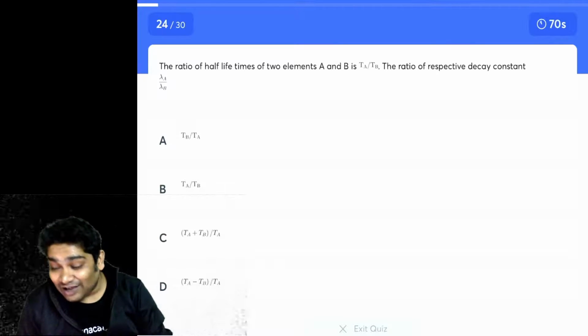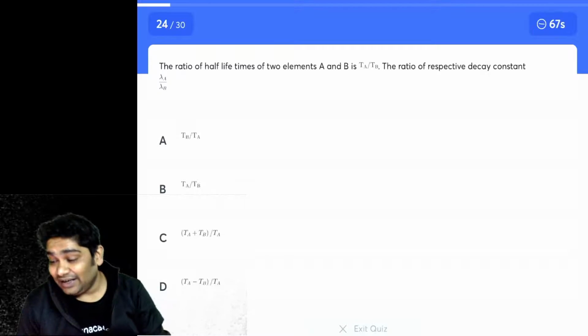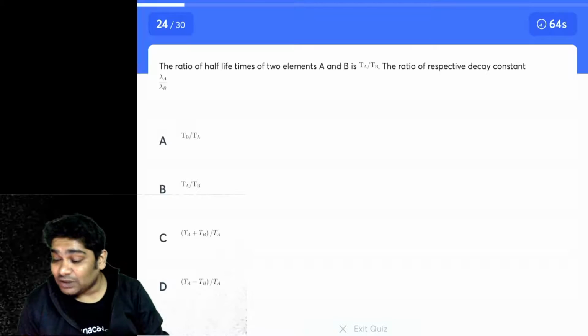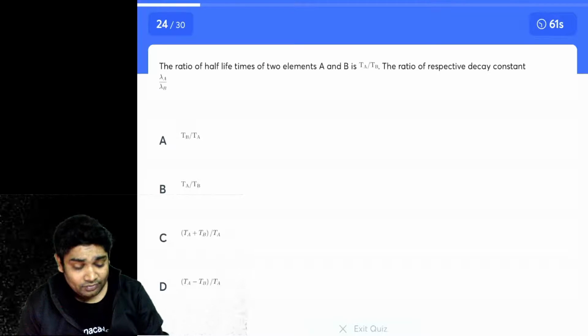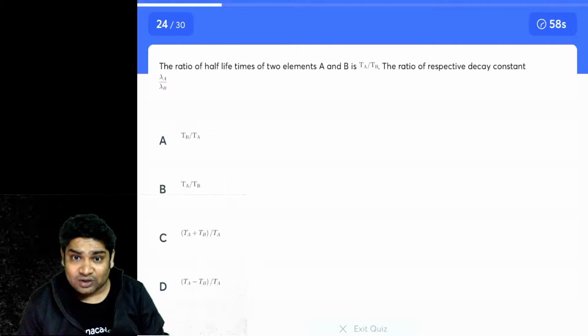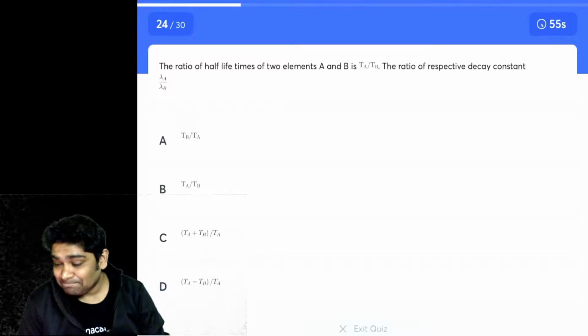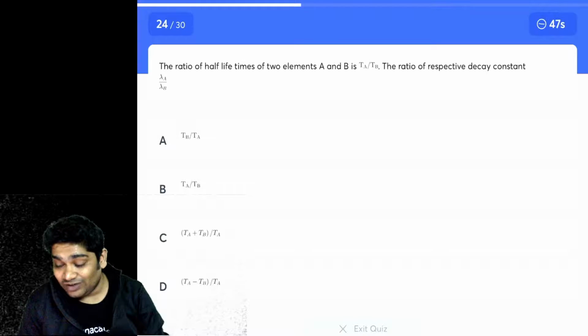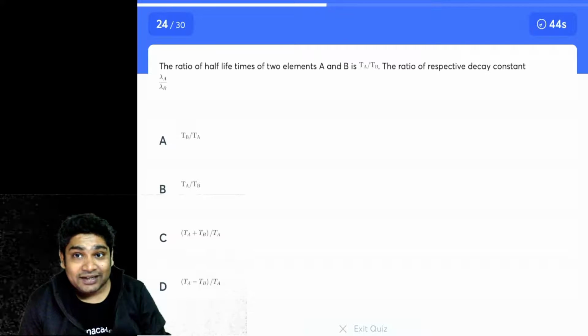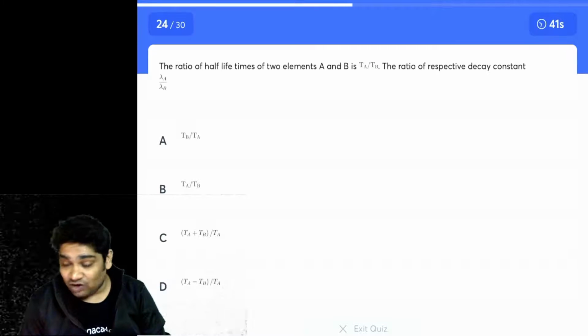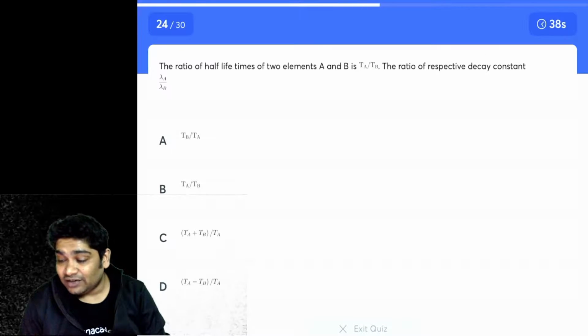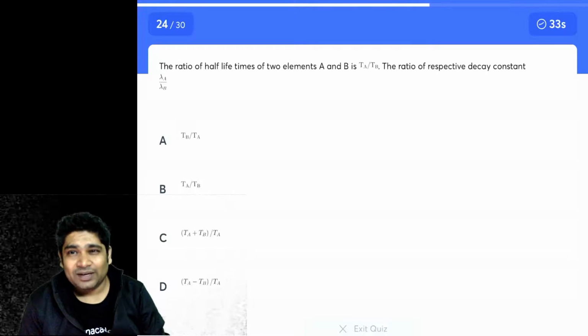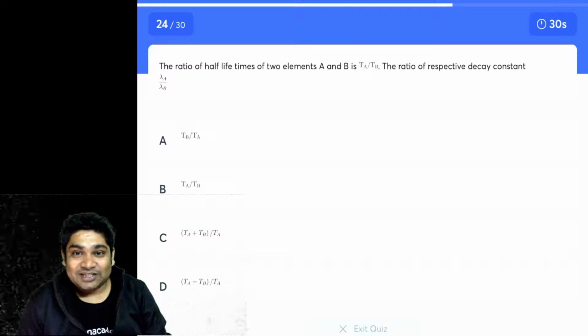Okay, so the ratio of half-lives of two elements A and B is TA over TB. What is the ratio of their respective decay constants? If you remember how half-lives and decay constants are related, this should be super easy. Option A says TB over TA. Option B says TA over TB. Option C says (TA plus TB) over TA, and option D says (TA minus TB) over TA. You've been told the ratio of the half-lives as TA over TB, and you've been asked the ratio of the decay constants, lambda A over lambda B. This should be super easy. I think this is a straightforward question.